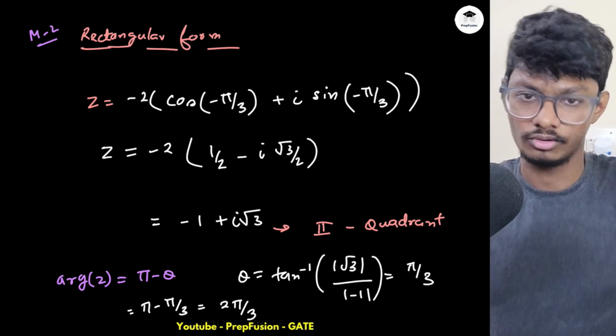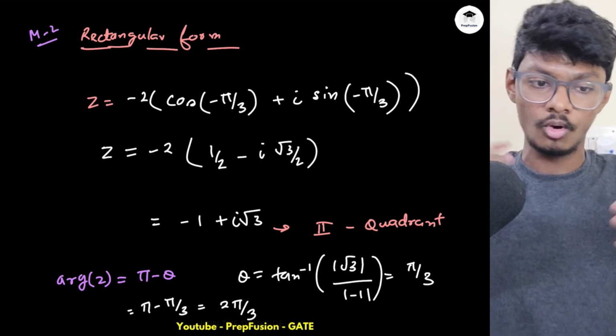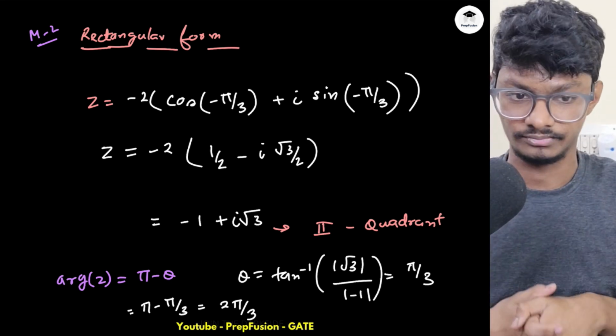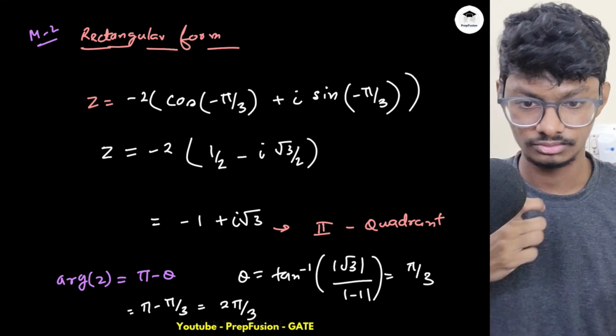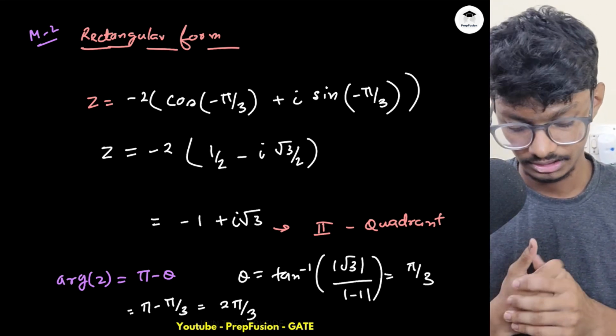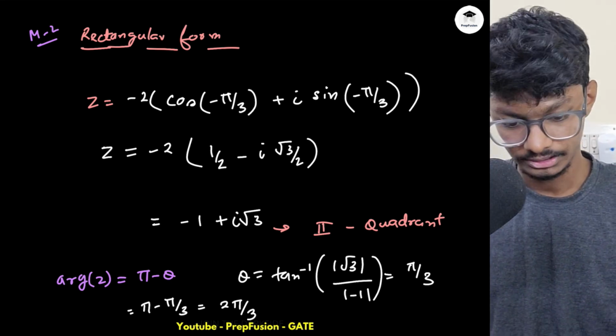So it is very important to understand which quadrant you are lying in, and also cos of minus theta and sin of minus theta. These things you also have to understand. So these are the few important things that you need to understand. That's it for this question.